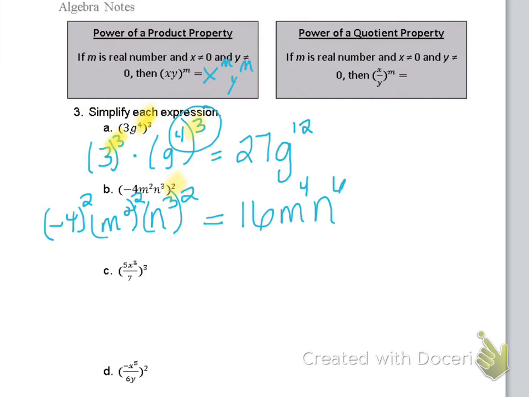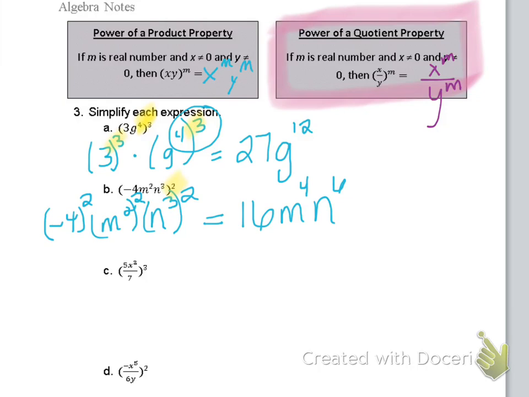The next couple examples go with the next, let's see, we already did this property. You should have filled in the box. The next property is the power of a quotient property, excuse me. So we're going to fill this in. This is the same thing, but instead of multiplying in parentheses, it's division in parentheses. So you distribute the exponent so that it's x to the m power over y to the m power.